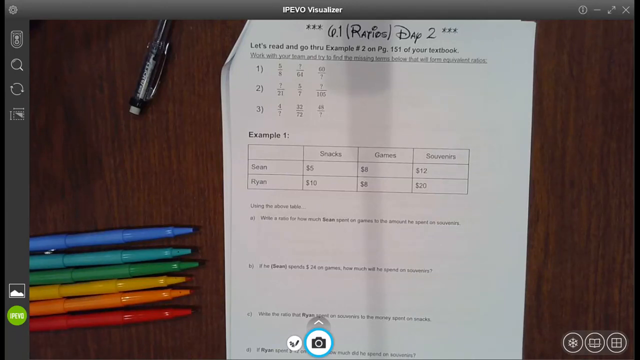Today we're going to explore some more about ratios. We're going to focus on equivalent ratios and how to use that to help us solve problems. So let's first focus on this warm-up up at the top to remember how to create an equivalent ratio.